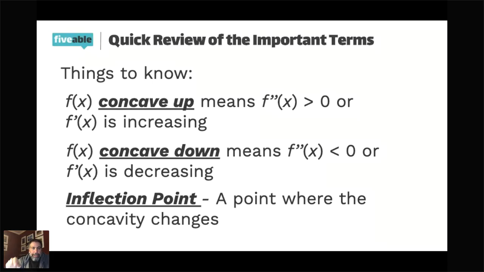The inflection point is done with the second derivative, and it's where the second derivative equals 0 or is undefined, but it does require a sign change. So if you do not see a change in signs, then it will not be an inflection point.